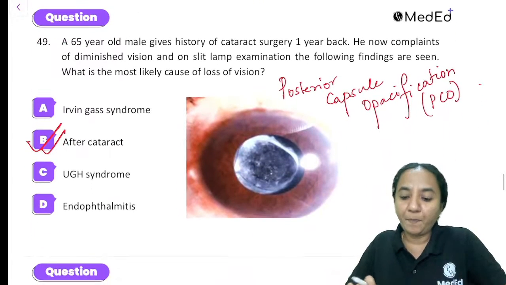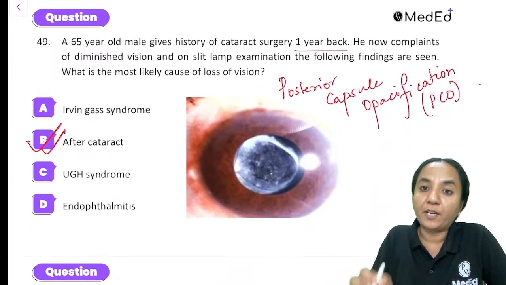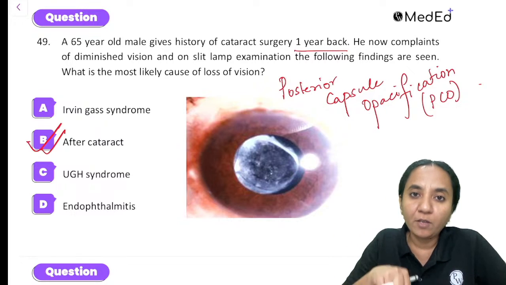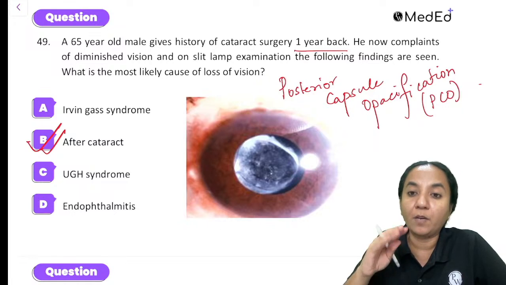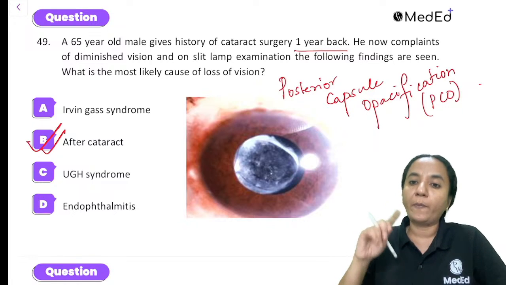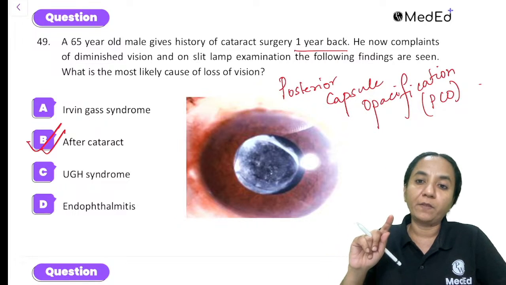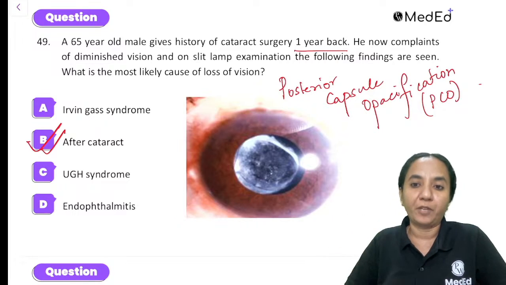So an elderly patient who has a previous history of cataract surgery, meaning he's complaining of difficulty in vision after cataract, and when you see this whitish opacity which is behind the lens. So it's an opacification of the capsule. So it's called as PCO, posterior capsule opacification. The old name of the condition was after cataract.